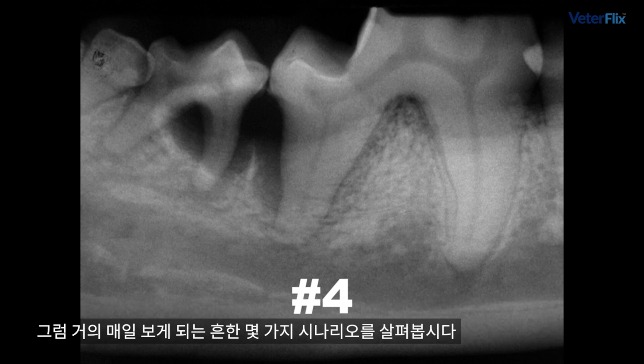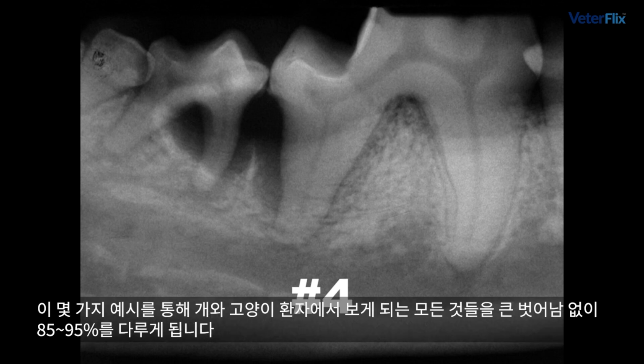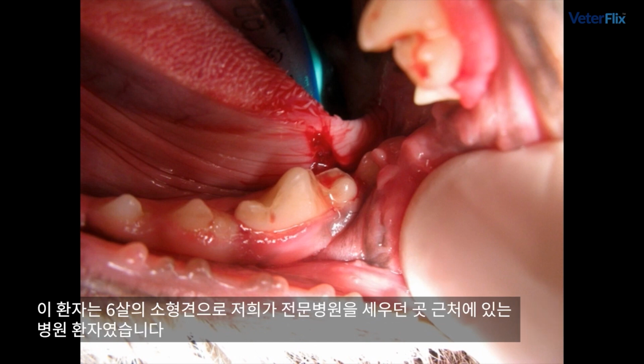So let's go through a couple of common scenarios that we see almost every day, and we're going to be covering about, I would say, 85 to 95% of everything that we're going to be seeing without variations in our cat and dog patients with these few examples. So this is a small breed dog, about 6 years of age, that was in a practice adjacent to a practice where we were setting up a specialty practice.